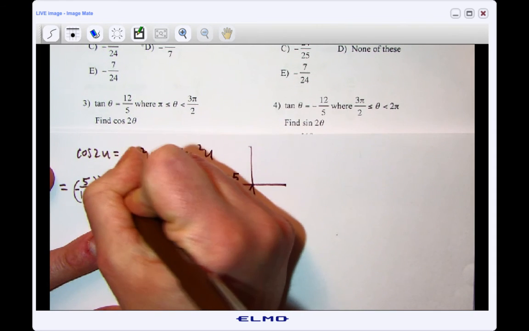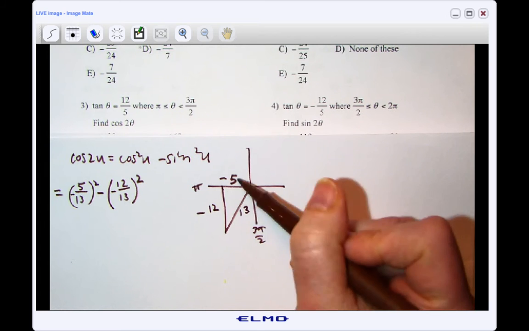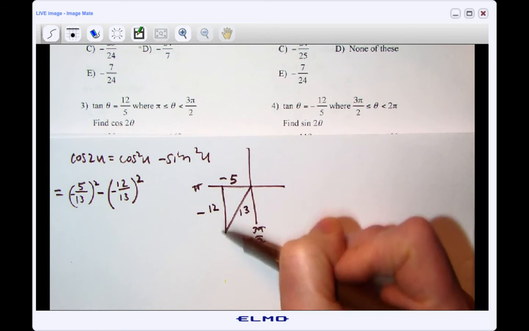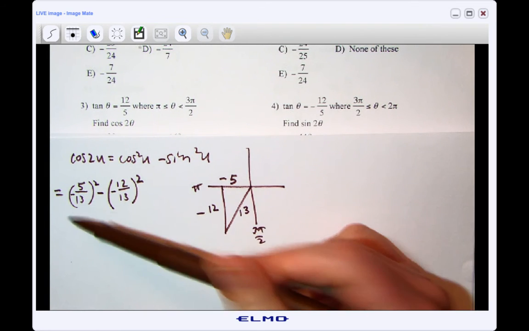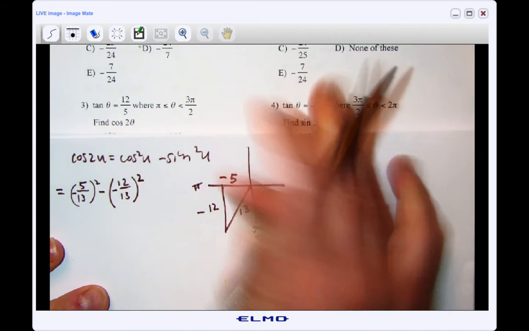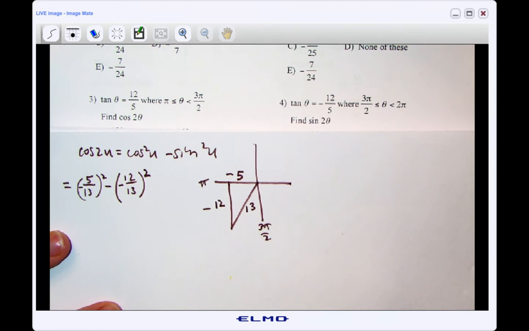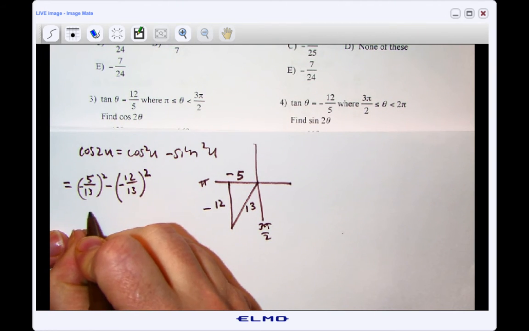Does anyone know why? It really doesn't matter. Those are both negatives. I just got through saying we drew it there on purpose. These sides should be negative because these are negative x's, negative y's. But when I square them, they're going to come out positive anyway. So in this case, I would have actually gotten away with the mistake if I had not made them negatives anyway.